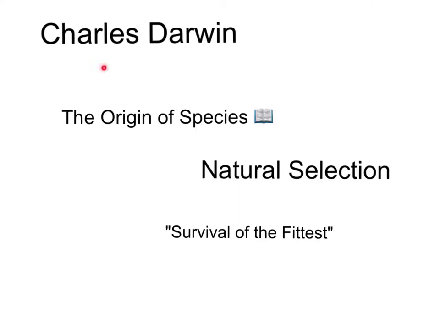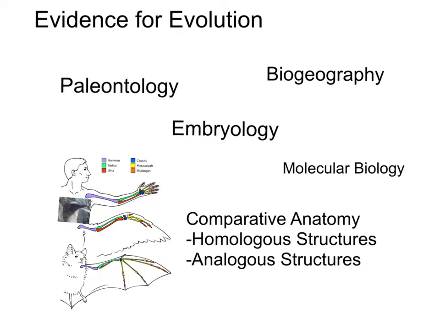50 years later came Charles Darwin, who published The Origin of Species. He said that natural selection or survival of the fittest was the driving force of evolution. Evidence for evolution includes paleontology, which looks at fossils. Biogeography uses geography to describe species distribution. Embryology reveals similar development stages among species.